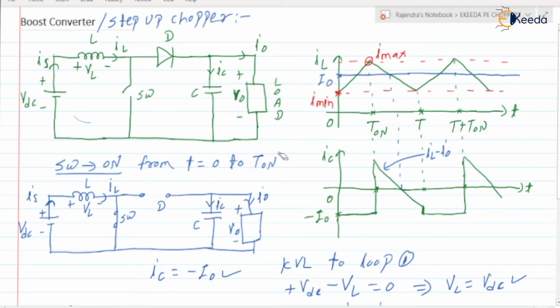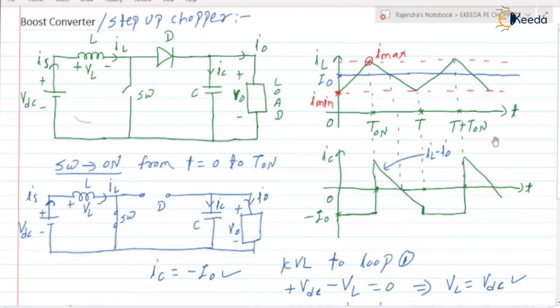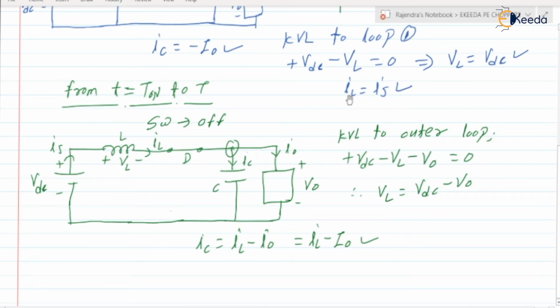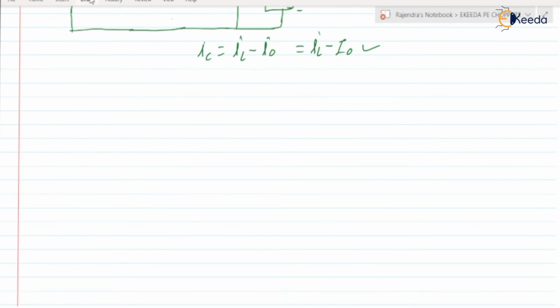Can we write the ampere second balance equation? Yes. We know when the switch is in the on state, IC is equal to minus I0, and when it is in the off state, IC is equal to IL minus I0. So from this we can write the ampere second balance equation.